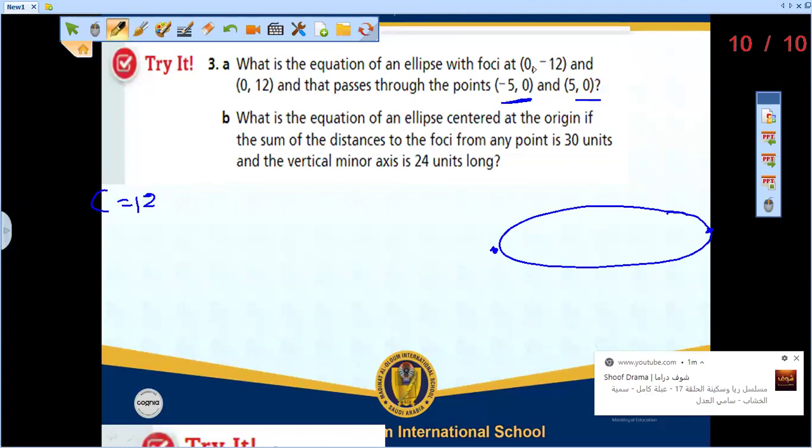My focus is vertical. It means the horizontal one is what? It is the x-intercept. What is the x-intercept here? This is b. Now, guys, this is b. I have b is what? b is 5.